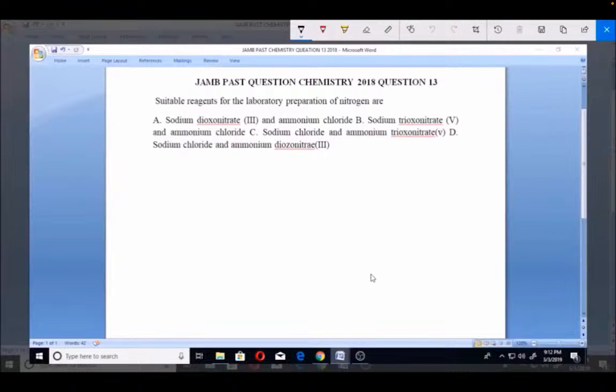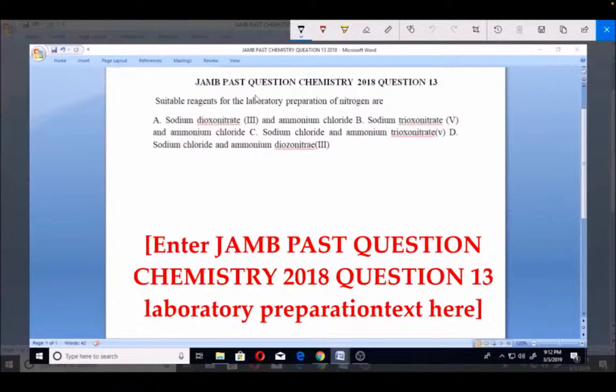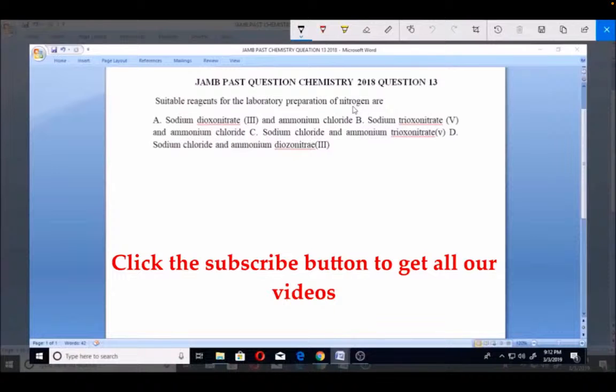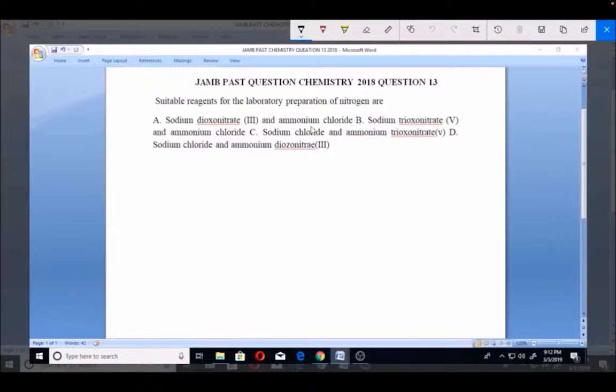Yes, let's look at this question number 13 for JAMB Past Question Chemistry 2018. Suitable reagents for the laboratory preparation of nitrogen are A. Sodium dioxynitrate 3 and ammonium chloride. B. Sodium trioxynitrate 5 and ammonium chloride. C. Sodium chloride and ammonium trioxynitrate 5. D. Sodium chloride and ammonium dioxynitrate 3. So what is the correct answer?